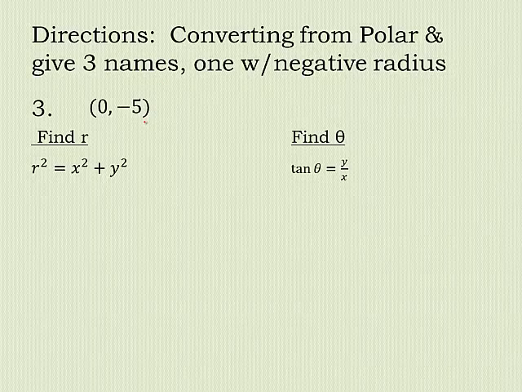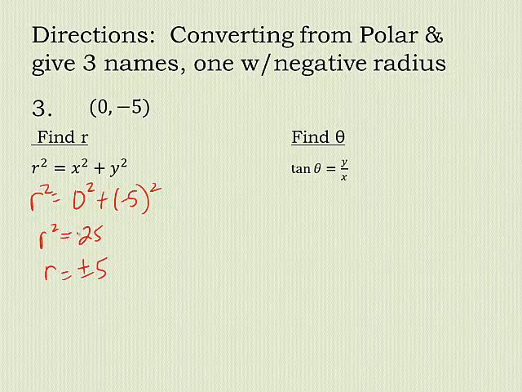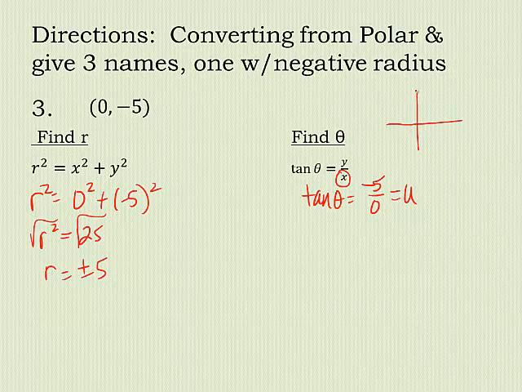All right, last example, same idea. r squared equals 0 squared plus negative 5 squared. 0 squared is 0, negative 5 squared is 25. So that means r is plus or minus 5. The tangent of theta is y over x. Uh-oh, that's undefined. So where is your tangent value undefined? Notice that's where the x values are 0, right along here. If I graphed this point, negative 5, that would be really down here, wouldn't it? So what is that angle? Well, that's 3 pi over 2.